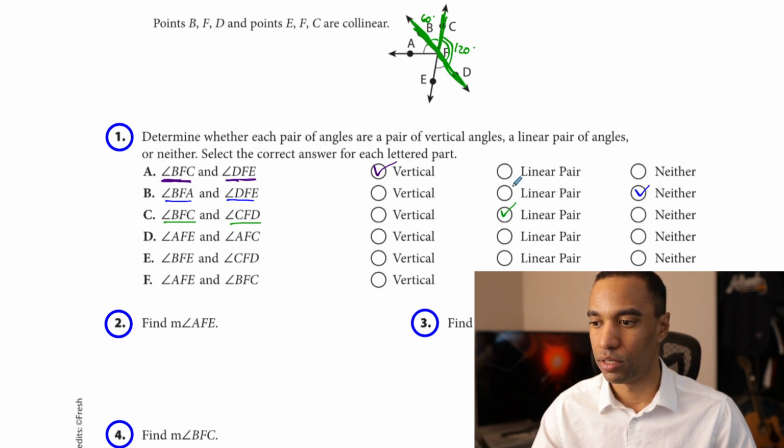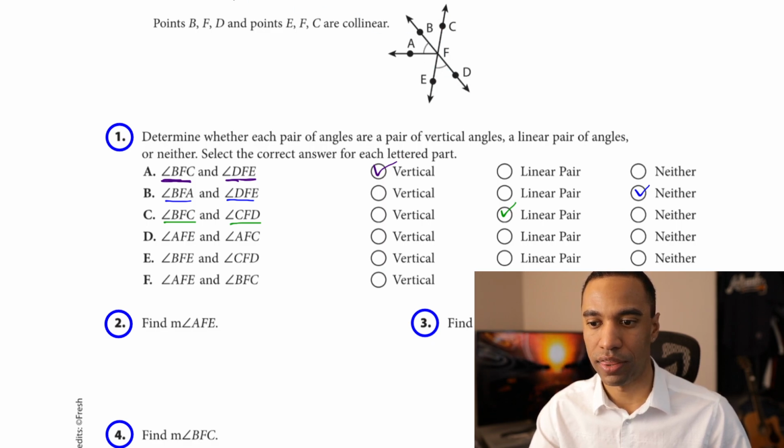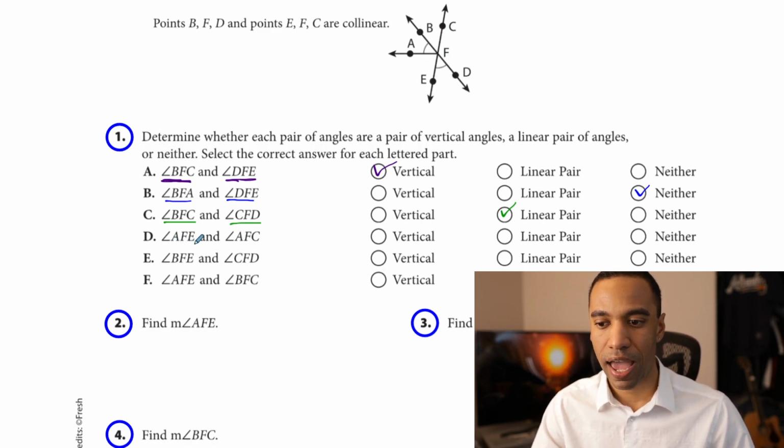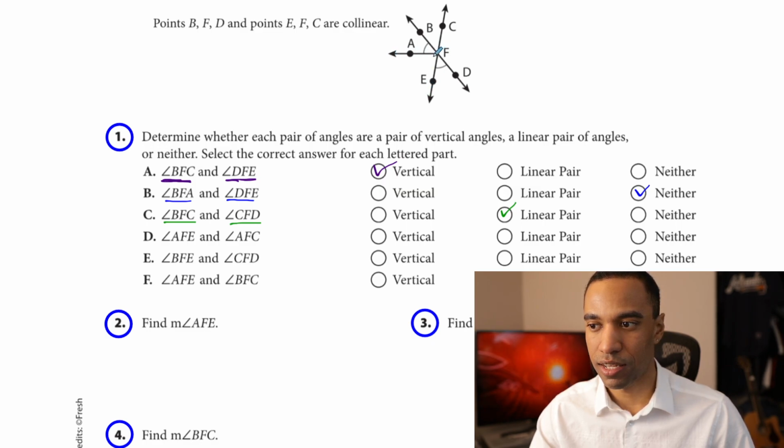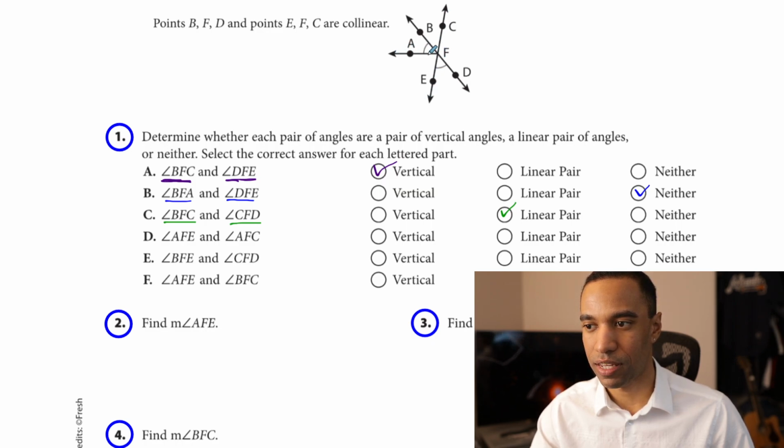All right. Let's try and do the others without actually drawing things on there. See if these make sense when I do them. AFE and AFC. AFE is right there. AFC is right here. Total, they are adjacent because they share the AF and the F vertex. And they make the straight angle.